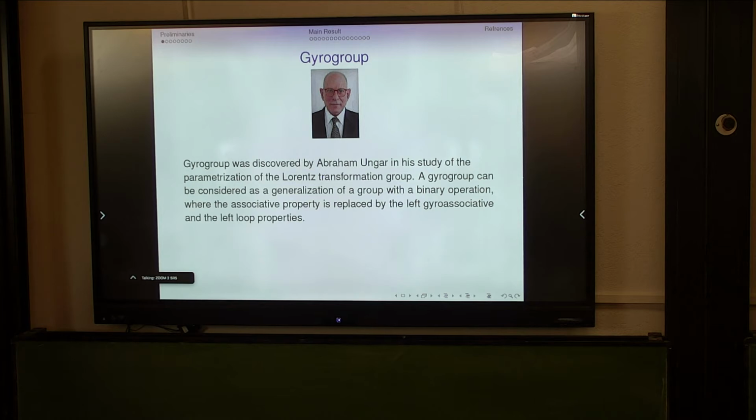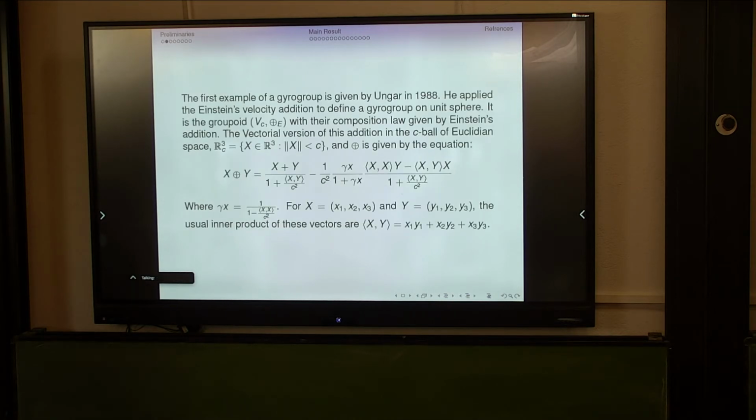Gyrogroups were discovered by Abraham Ungar in his study of the parameterization of the Lorentz transformation. A gyrogroup can be considered as a group where the associative law is replaced by the gyro-associative law and the left loop property. The first example of a gyrogroup was given by him in 1988, when he applied Einstein's velocity addition as a gyrogroup to a unit sphere.